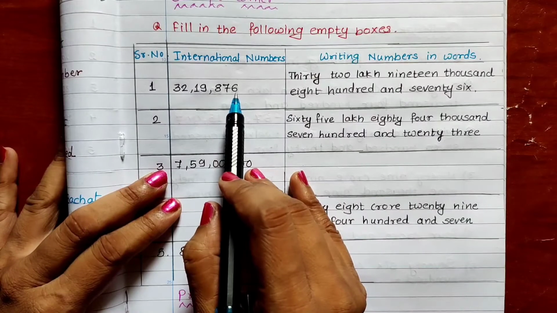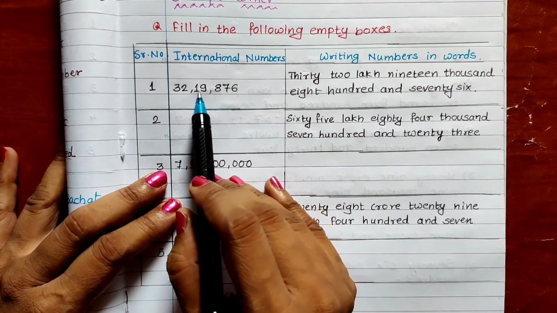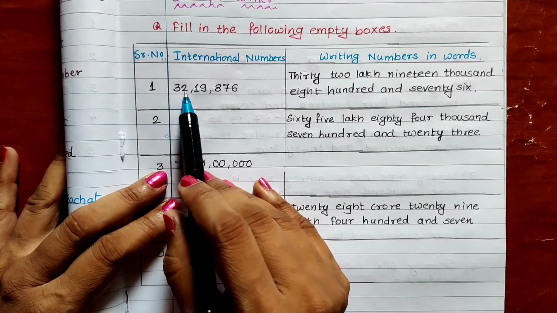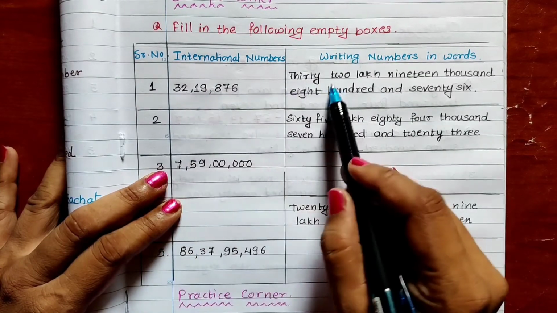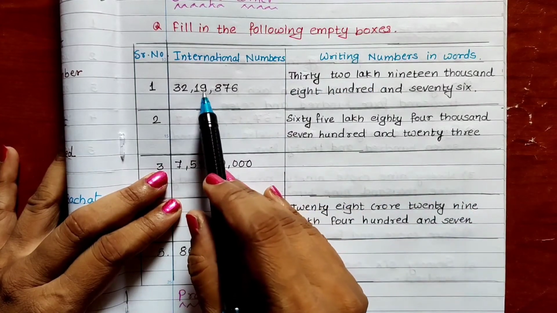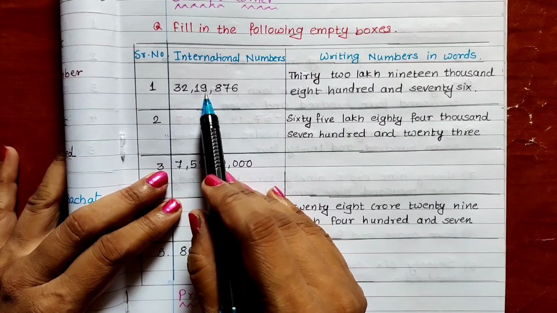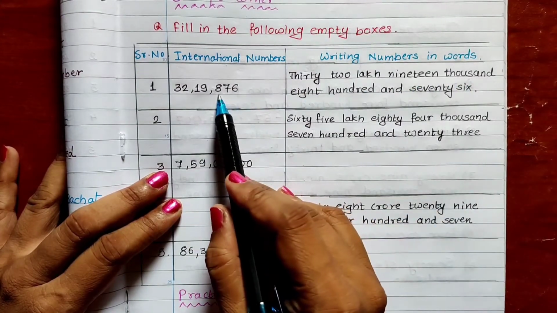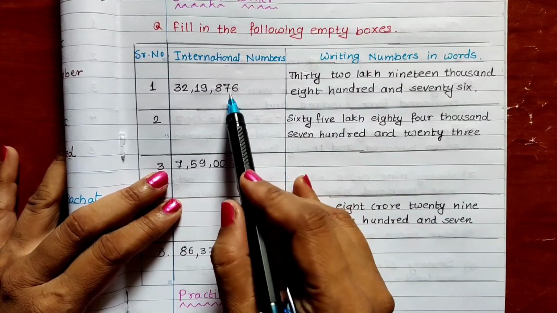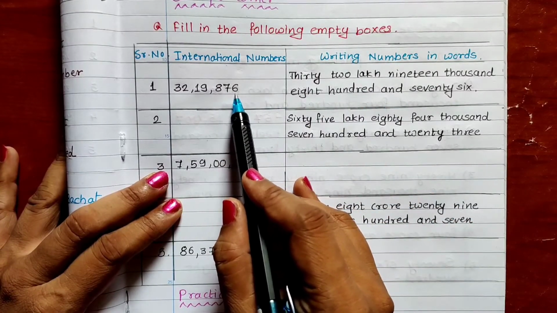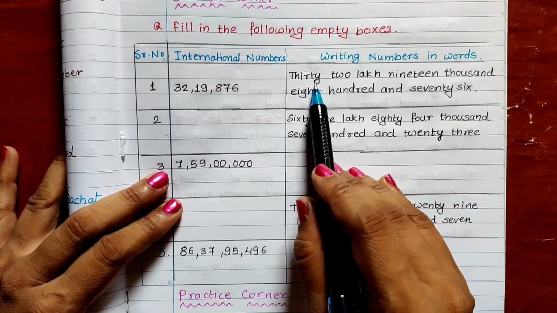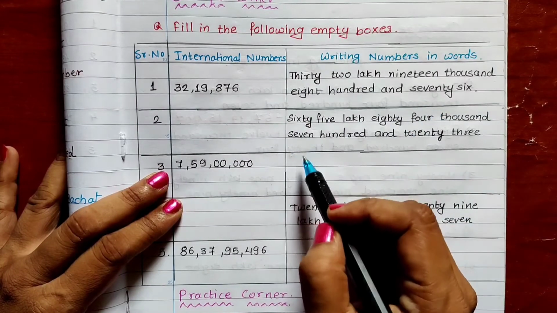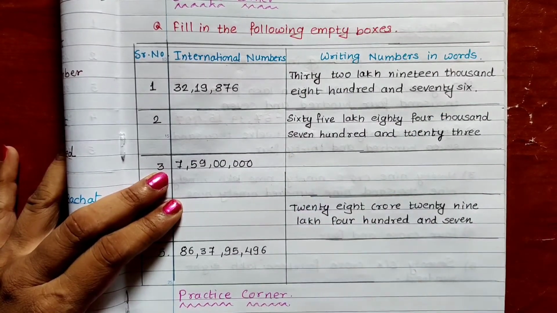We have to start from the unit place: unit, tens, 100, 1000, 10,000, lakh, 10 lakh. So lakh and 10 lakh together we make a pair, 32, and then we write lakh, 32 lakh. Then 1000 and 10,000 together we make a pair and after that we write thousand. So 19,000. 8 is at the 100 place, so 800. And the last two digits, what do they make? 76. In this way we write the number 32 lakh 19,876.